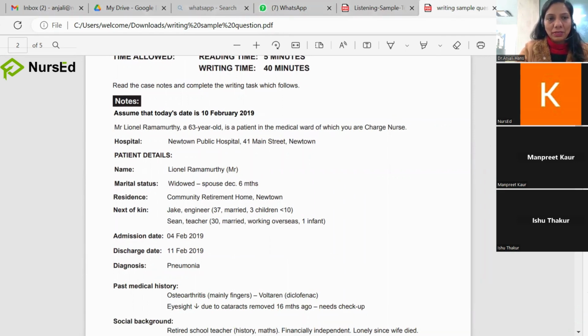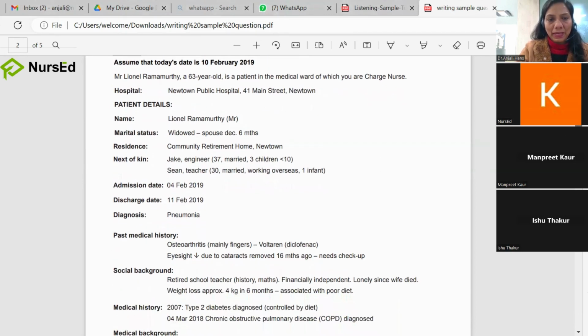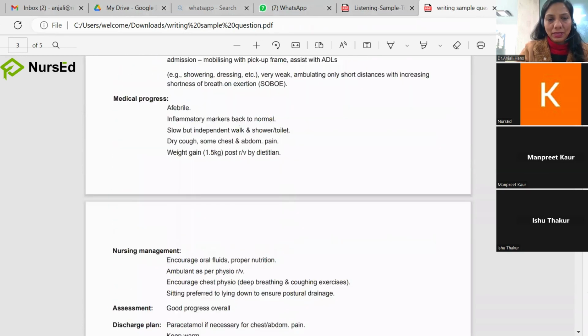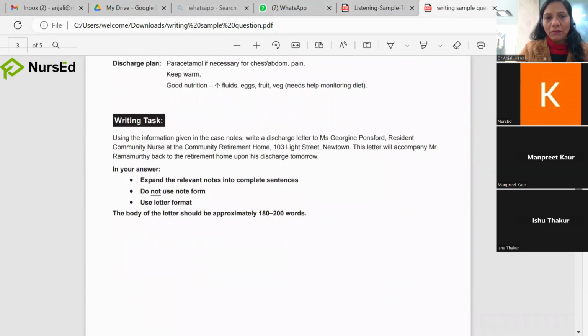So this is the situation actually. So you have to assume that today is 10th February 2019. These are the patient details, name, then residence, then admission date, discharge date, everything is given. You are given all the information related to the patient. Now, what is your task in this writing test is you have to use this information as case notes and you have to write a letter of discharge for Miss Georgine Ponsford, the resident community nurse at the community retirement home.